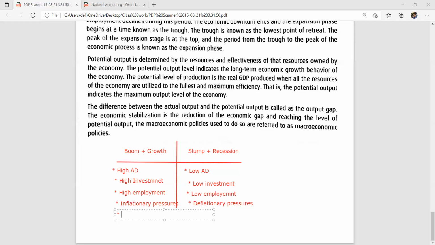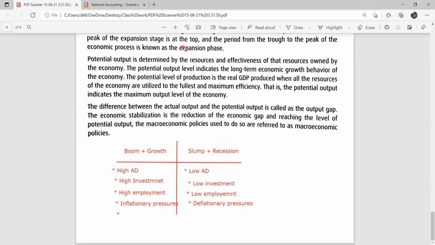The trough is known as the lowest point of the trade. The peak of the expansion stage is at the top, and the period from the trough to a peak of the economic process is known as the expansion phase. Potential output is determined by resources and the effectiveness of those resources owned by the economy. The potential output level indicates the long-term economic growth behavior of the economy.